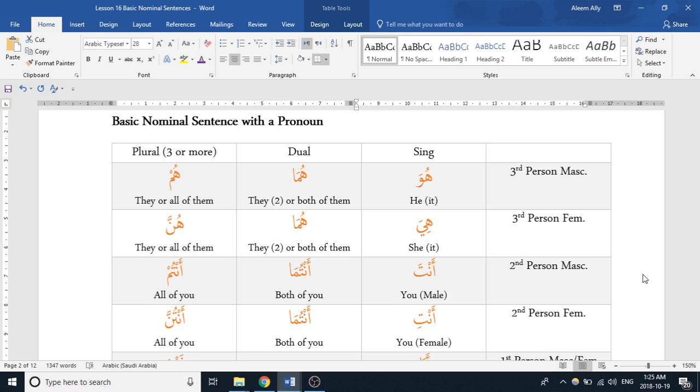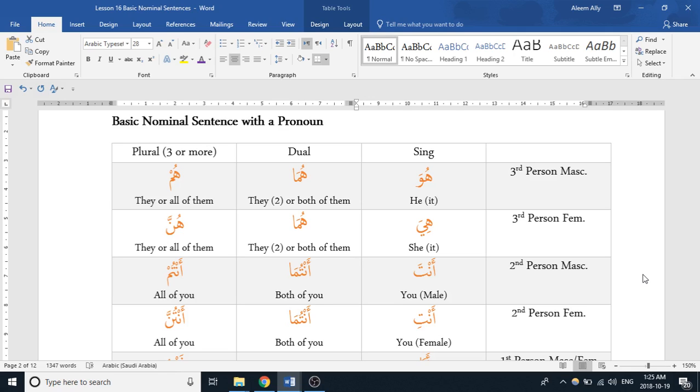Okay, continuing on with the basic nominal sentence, we're going to throw a pronoun into the mix. Before we delve into that, let's just quickly review what a nominal sentence is. We said a nominal sentence in Arabic is known as a jumlatul ismiya, and it basically begins with a noun, right?